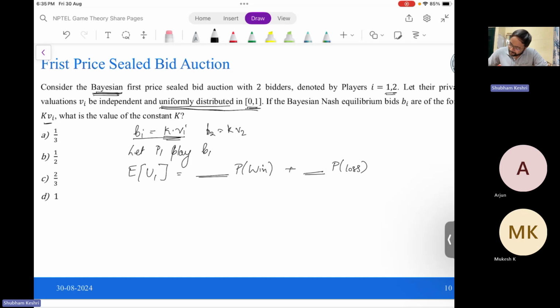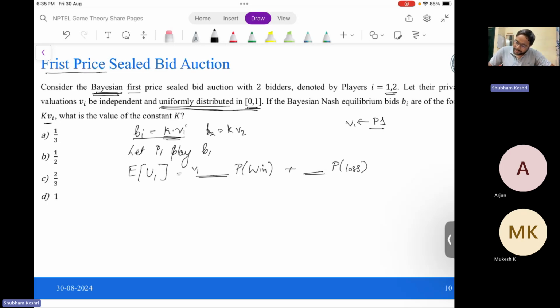So you see, in this game, this is a first prize auction. When he wins, the utility he is getting is, his valuation is V1. So V1 will be known to player 1. Player 1 will know his valuation. He will not know the valuation of the other player. So V1 is known to him.